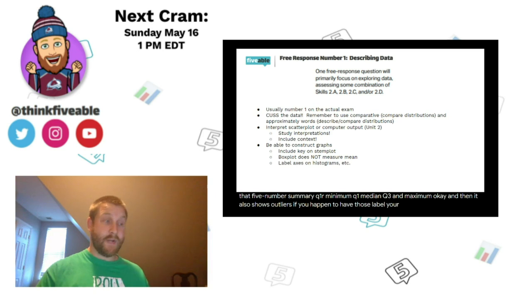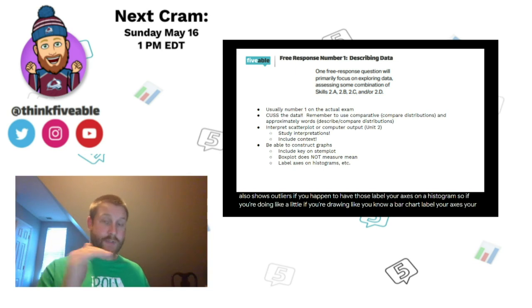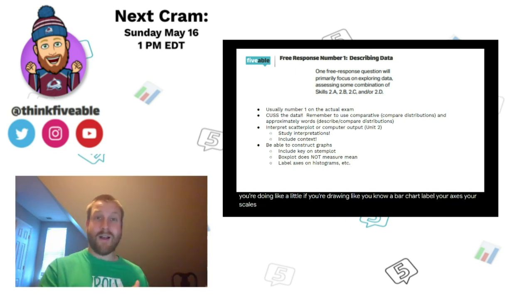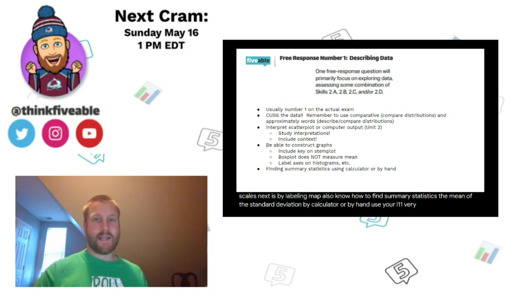Label your axes on a histogram. If you're drawing a bar chart, label your axes and your scales. That's also how you would put context, by labeling that. Also know how to find summary statistics, the mean or the standard deviation, by calculator or by hand. Use your L1, one variable stats, pretty much does it. So stat, edit, and then stat, calculate, one variable stats.